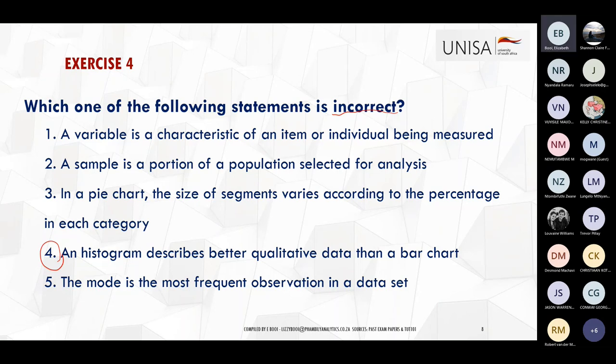A sample, we know that it's a portion that gets selected from the population. And a pie chart, we also spoke about the properties of a pie chart, that the sizes of the slices of your pie chart represent the percentage or the count of the categories. And the last one, we know that the mode is the most frequent observation. A histogram represents quantitative data, not qualitative data.